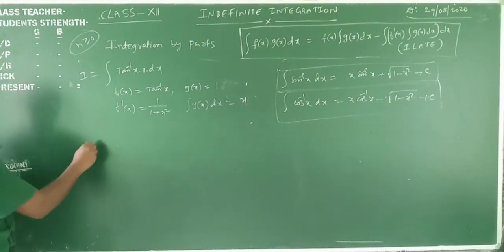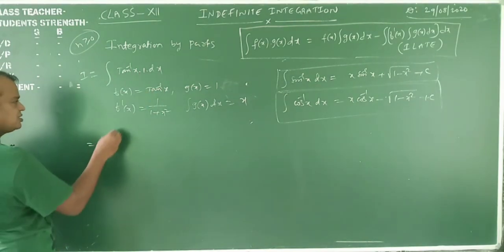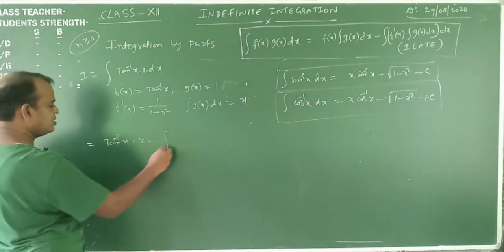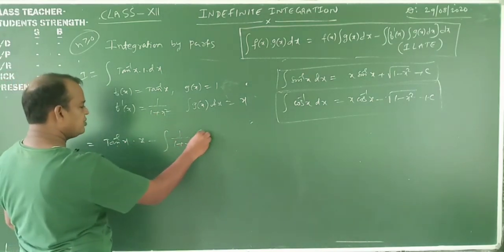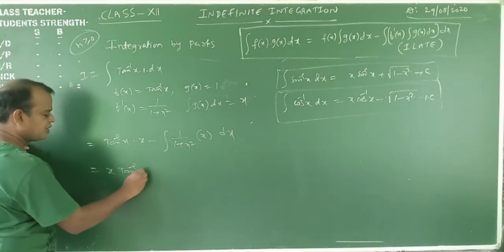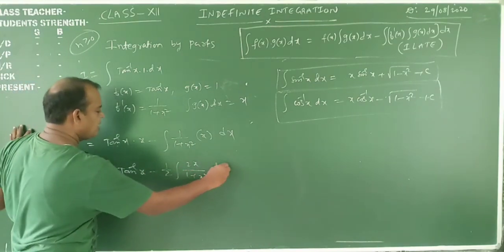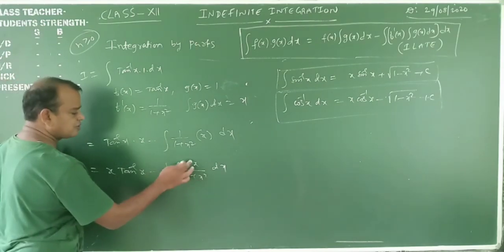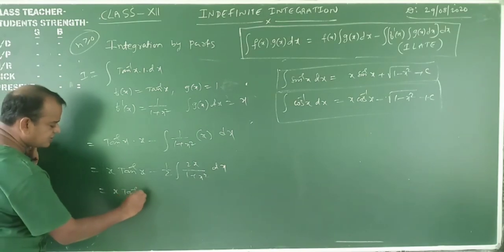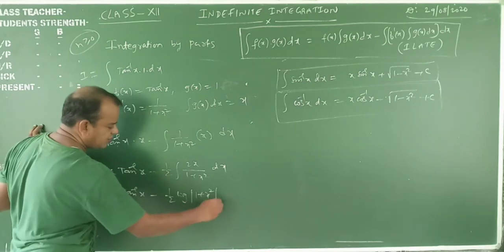Now substitute, using the formula: f of x means tan inverse of x, into integral of g means x, minus derivative means 1 by 1 plus x square into x dx. Now x tan inverse of x minus 1 by 2 into 2x by 1 plus x square. Why 1 by 2? I am explaining. It is f dash of x by f of x formula. The derivative of 1 is 0, and the derivative of x square is actually 2x. Here x is there. Now x tan inverse of x minus 1 by 2 log mod 1 plus x square plus c.